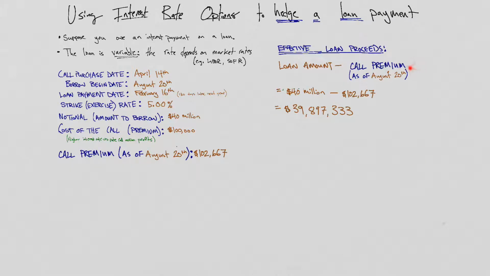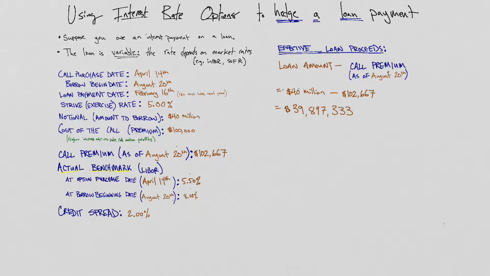And once we know the effective cost of the call premium, we can figure out how much we're effectively getting from loan proceeds as a result of paying this money to put on this hedge. So our loan amount is $40 million, and we're spending effectively $102,667. So net what we're getting as far as a loan that we can spend and use, $39,897,000. So when we bought this call, this is what LIBOR was at.